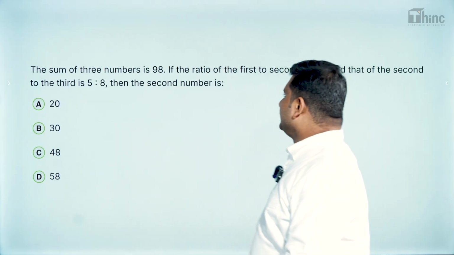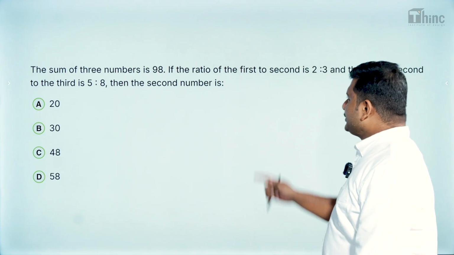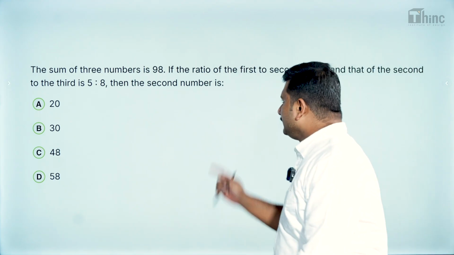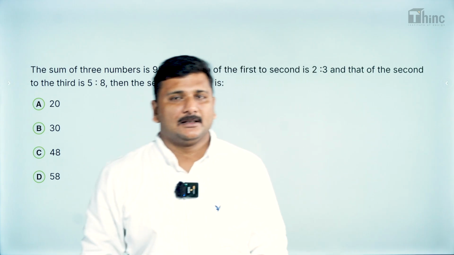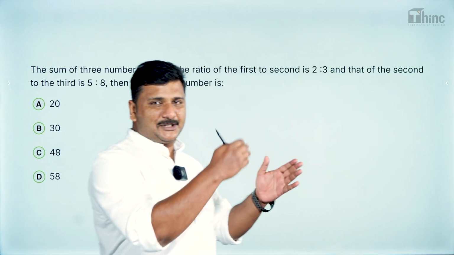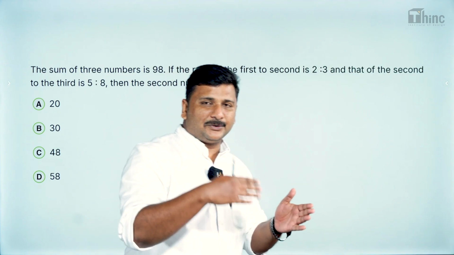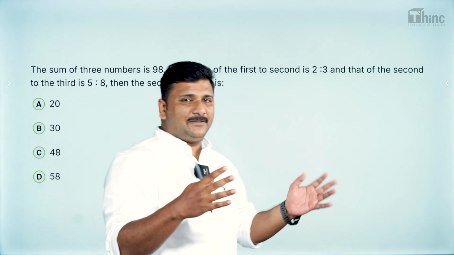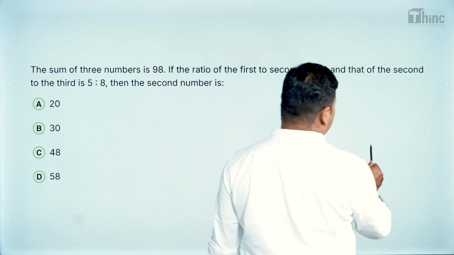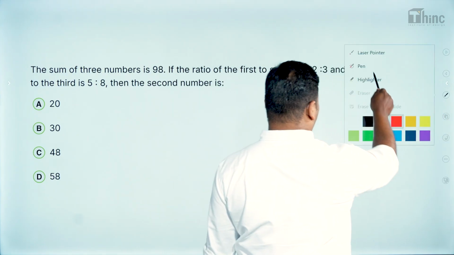The sum of three numbers is 98. If the ratio of the first to second is 2:3 and that of second to third is 5:8, what is the second number is the question. Okay, so actually if you know the ratio of A is to B and then if you know the ratio of B is to C, there is a way we can actually combine the ratios. I'll just show you how we can actually do this. There is a shortcut for that.